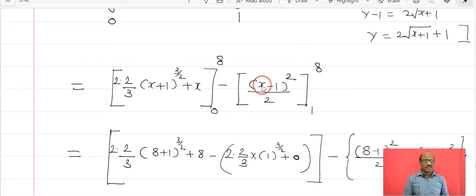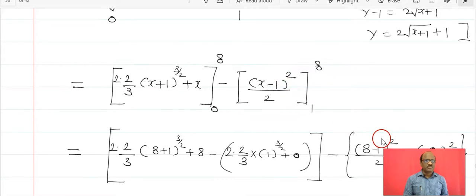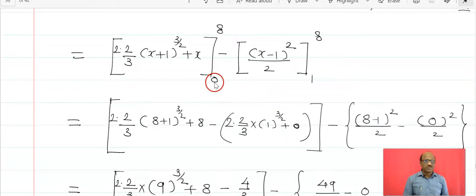And again substitute here x equals 8: 8 minus 1. And for this integration, if we substitute x equals 0, then you will get 0. That is 2 by 3, 1 raised to 3 by 2, and again here is 0. This is for the parabola.